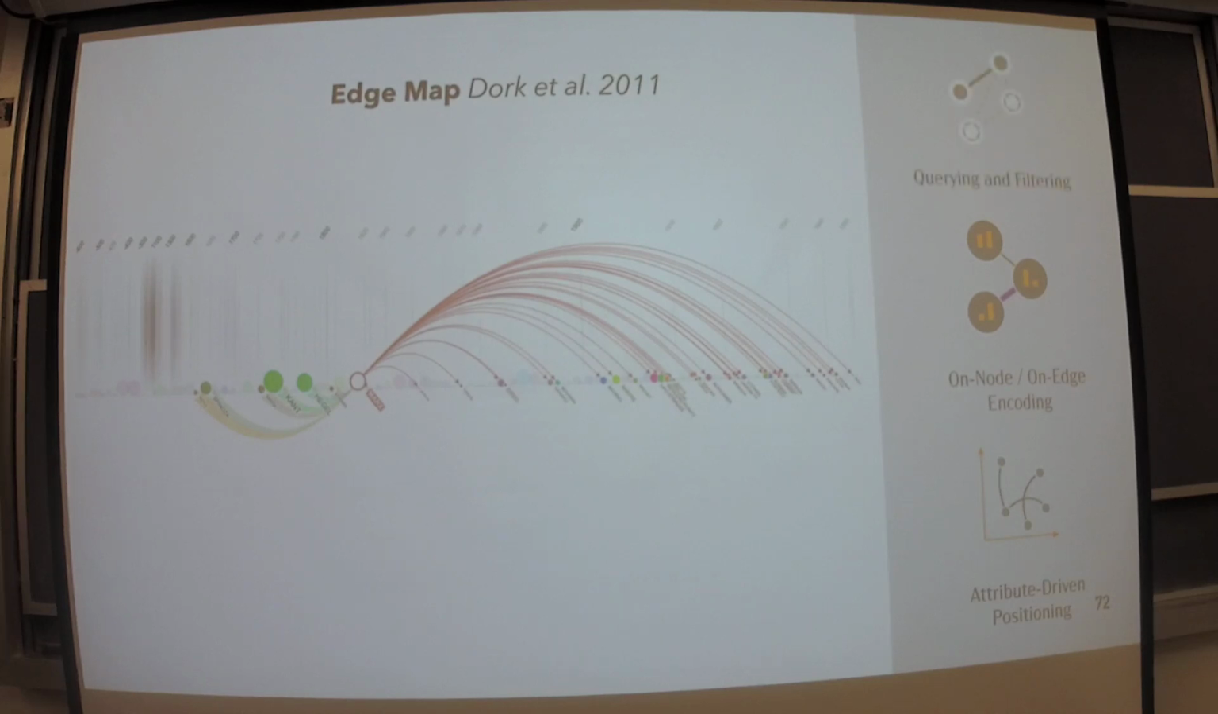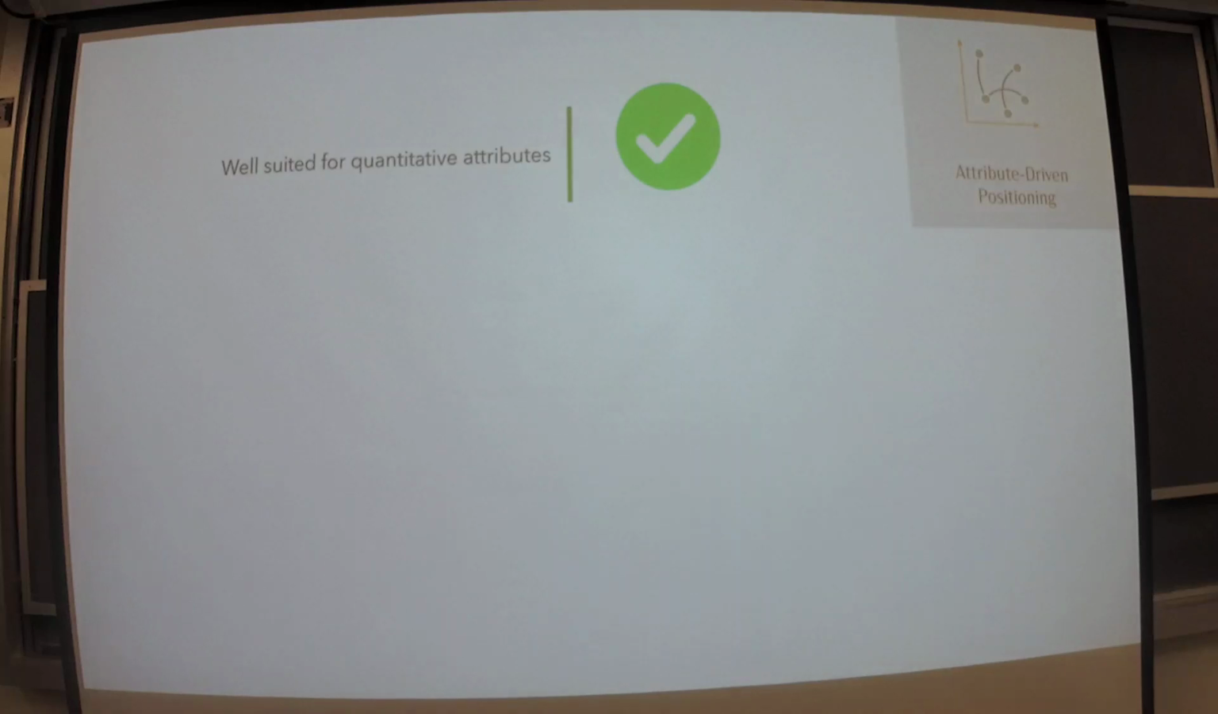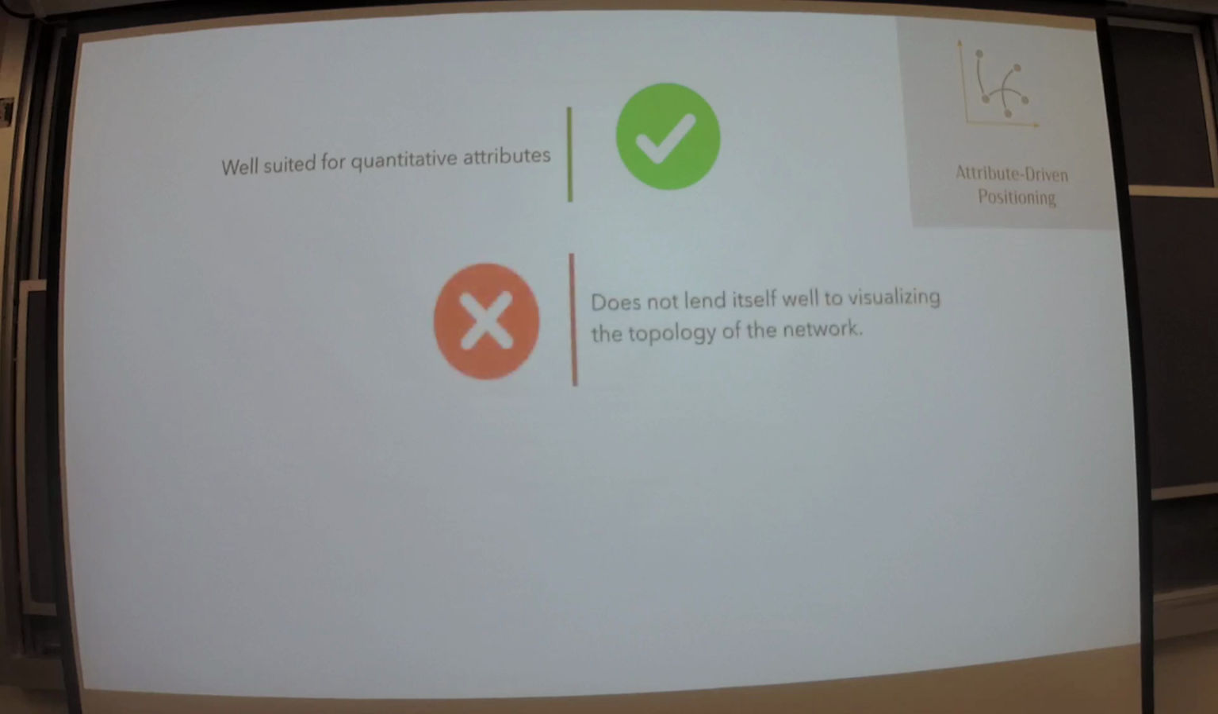And because you only see edges when you click on them, it's the querying and filter operation that is crucial for this visualization to be usable. So attribute-driven positioning is particularly suited for quantitative attributes, like the examples that I've shown you: number of papers, year of the first paper, and so forth, or time. It isn't great for visualizing the topology of the network, slight understatement.